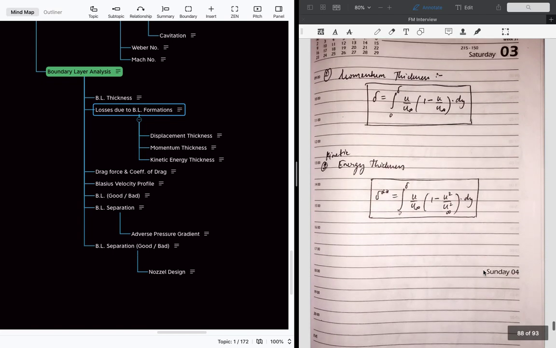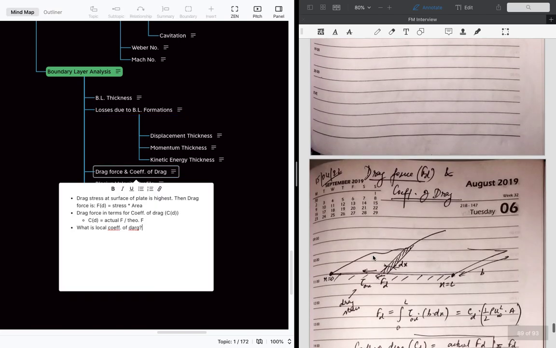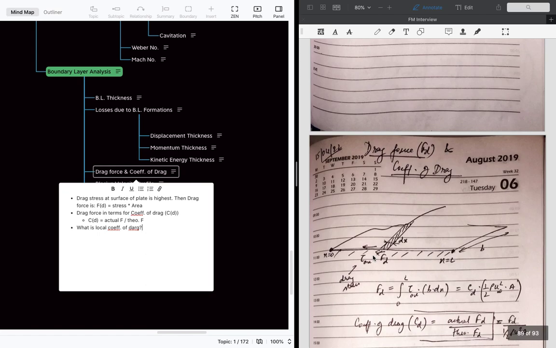So next is the momentum thickness. Momentum thickness shows the loss in the momentum, and the formula is expressed like this. And next one is the kinetic energy thickness, which expresses the loss of kinetic energy through boundary layer thickness. So this is the formula. We don't need to know it, but just know that the loss of these three, discharge, momentum, as well as kinetic energy, are expressed through the boundary layer thickness with respective terms. That's it. So let's move on to the drag force and coefficient of drag.